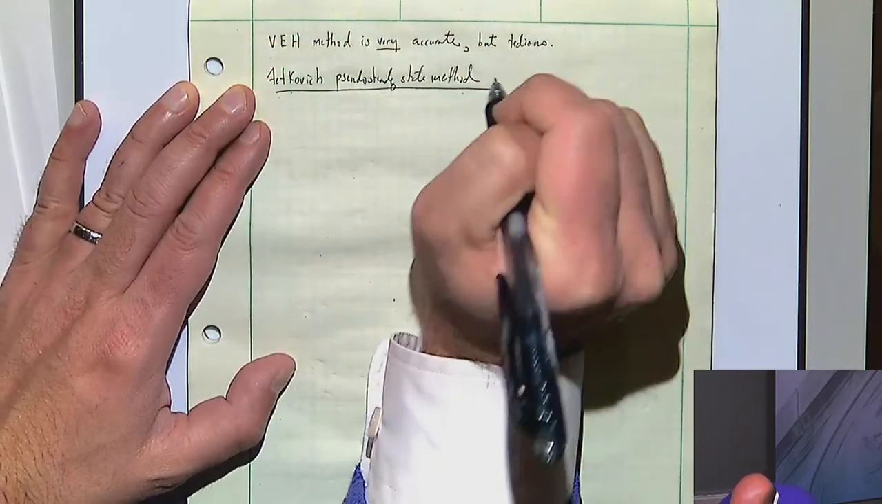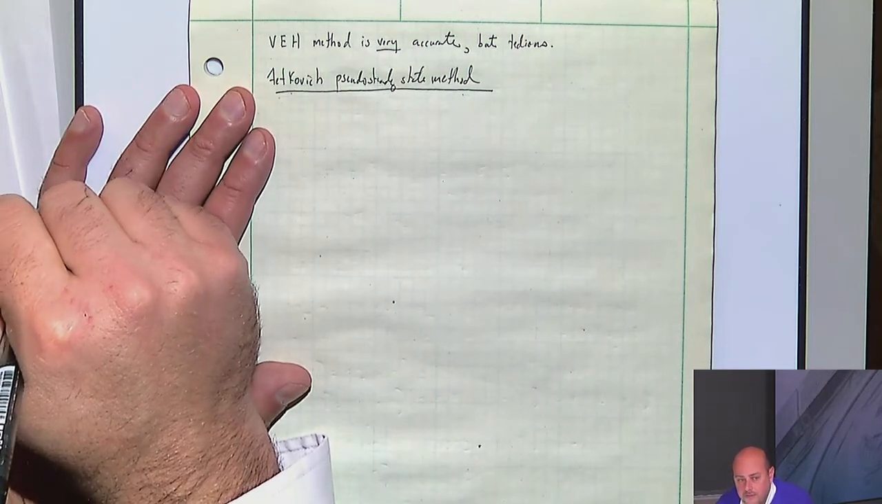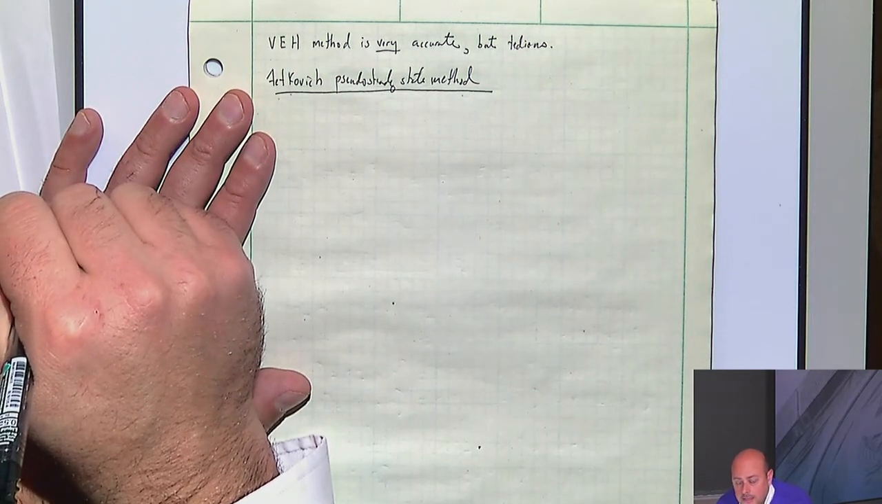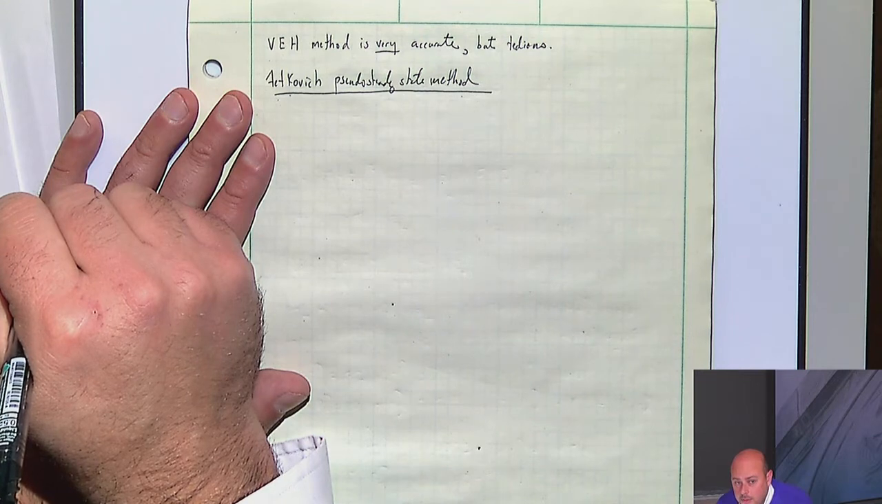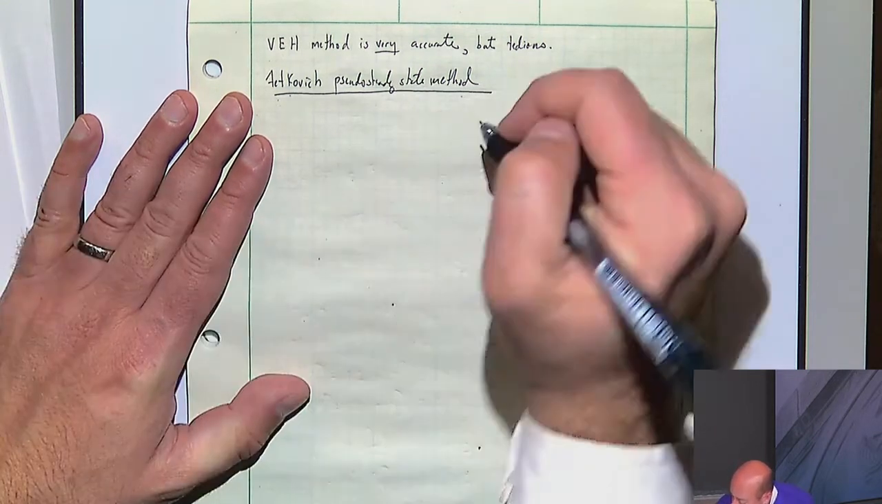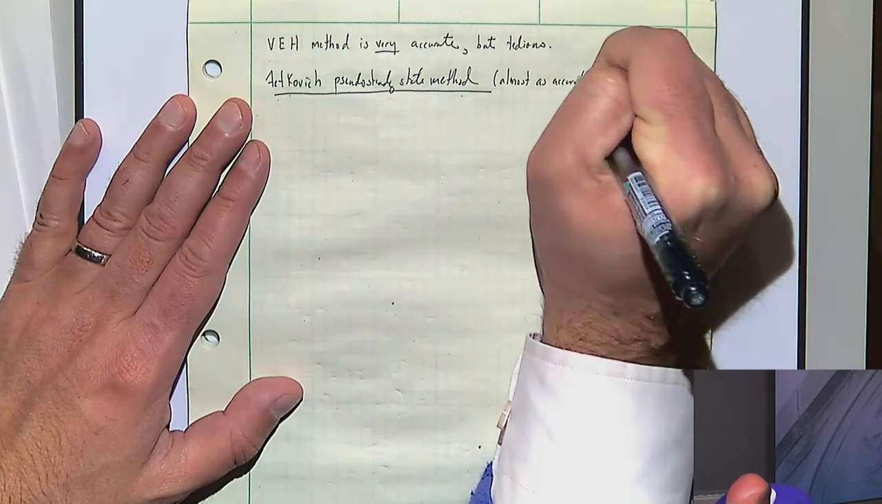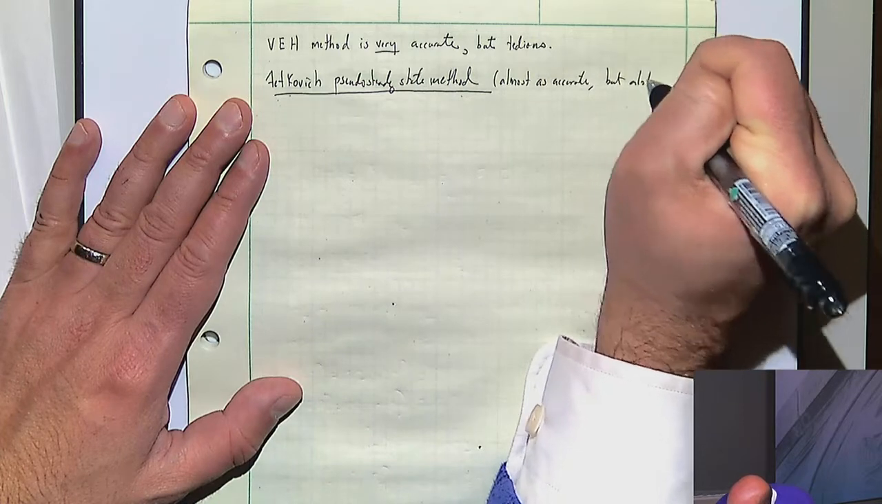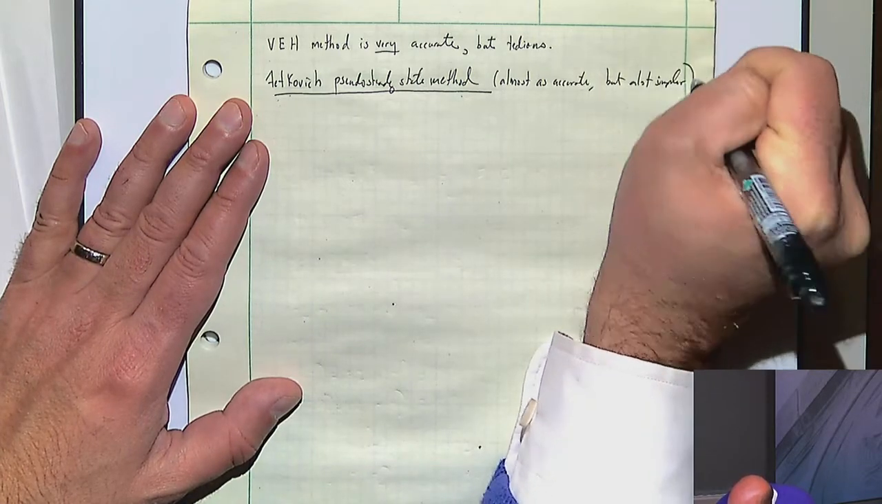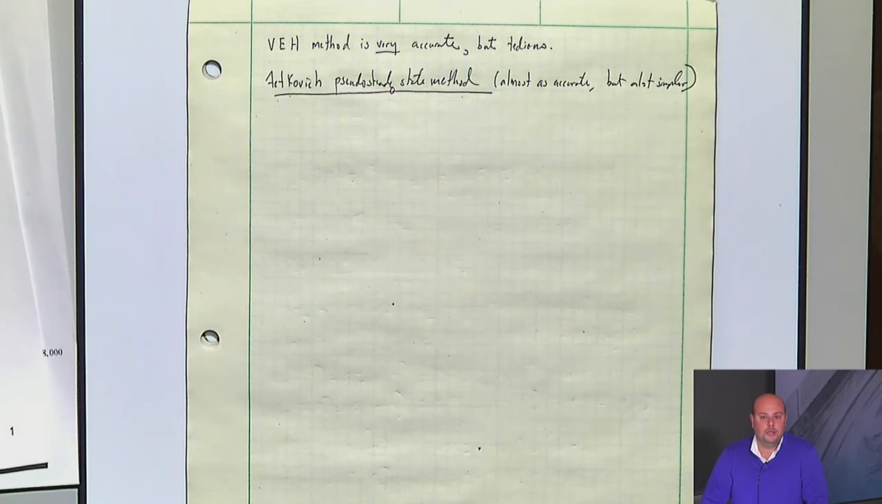What's nice about this method is it's almost as accurate as the VEH method, but a lot simpler and less tedious to compute. Now, the math to get to the final solution isn't all that simple, so we'll spend at least the rest of today going through that. But once you have the final equation, it's fairly easy, or at least fast, to implement.